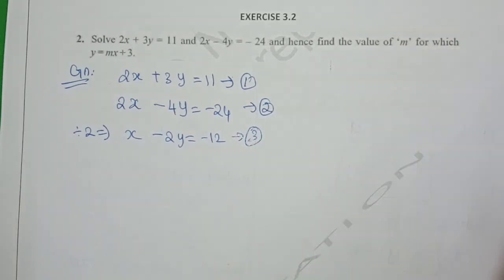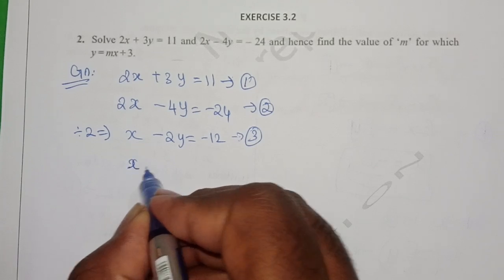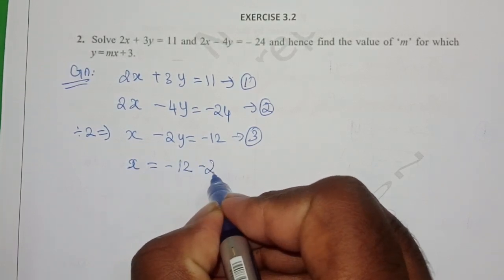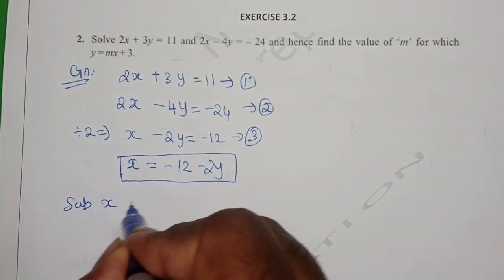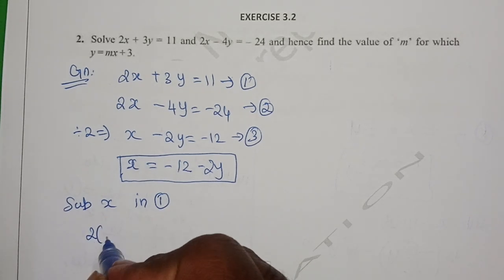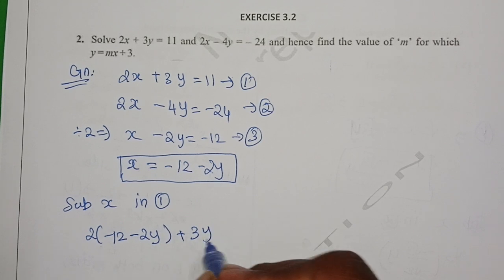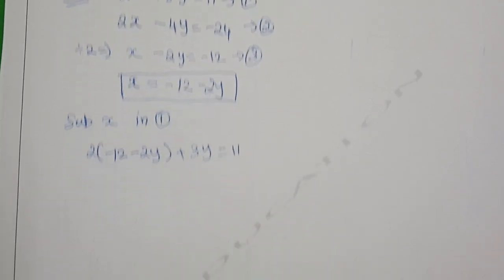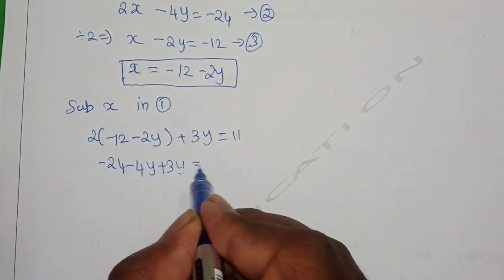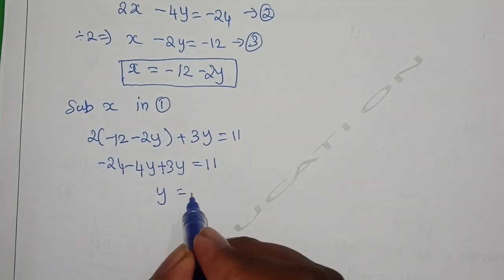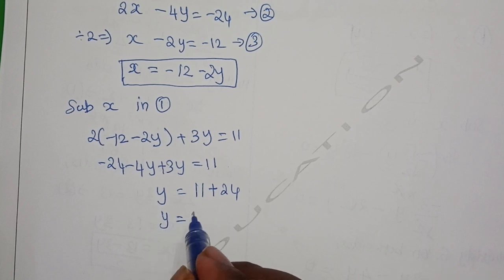We will not be considering the second equation anymore. We will be considering 1 and 3. Therefore, from the third equation we get x equal to minus 12 plus 2y. Substitute x in 1: 2 into minus 12 plus 2y, plus 3y equal to 11. Minus 24 plus 4y plus 3y equal to 11.